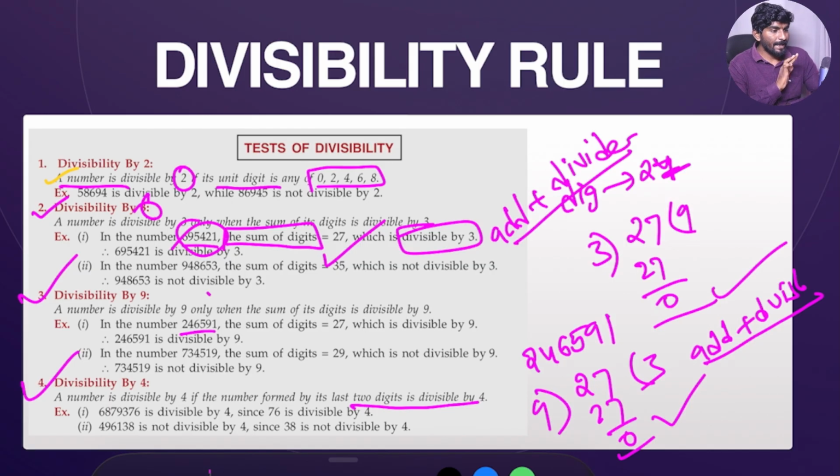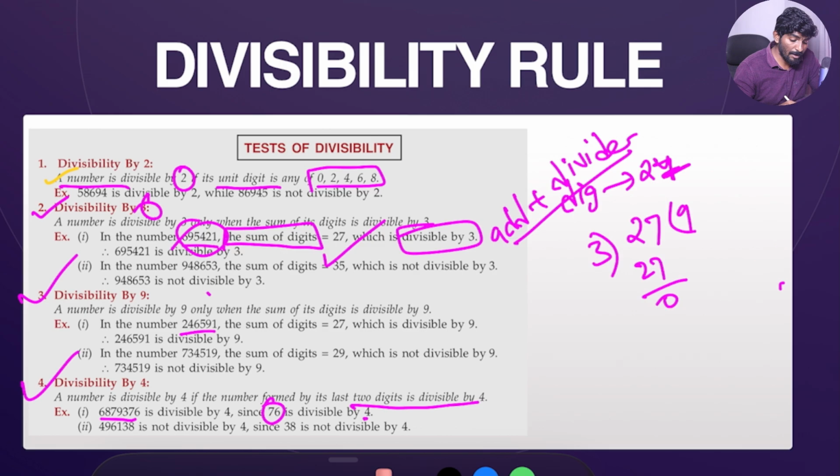We don't care how many digits the number has. We only care whether the last two digits are divisible by 4 or not. Here we have 6, 8, 7, 9, 3, 7, 6. This is the biggest number. And what I will do, I will take only 76, and I will divide it by 4.